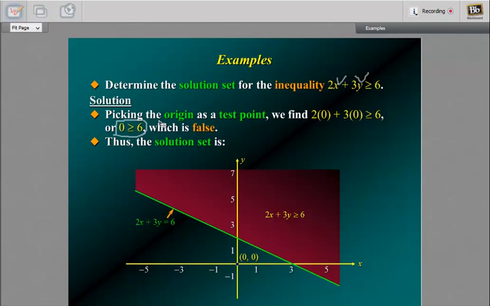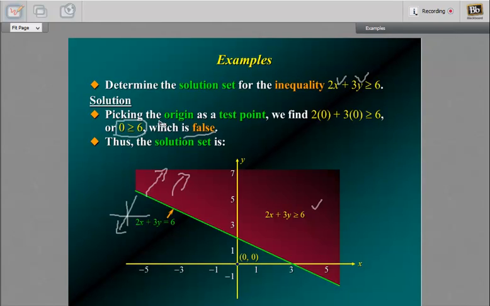If this statement is true, then the feasible region goes towards the origin. If the statement is false, then the feasible region goes outwards from the origin. So here our statement is false, it means the feasible region goes outside the origin, that is, outward from the origin. So that's why the feasible region goes outside.